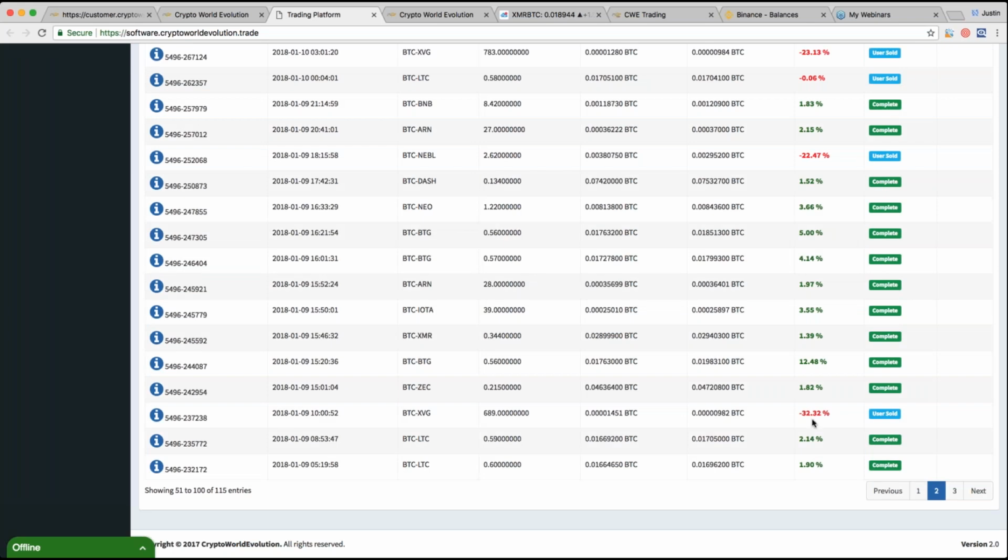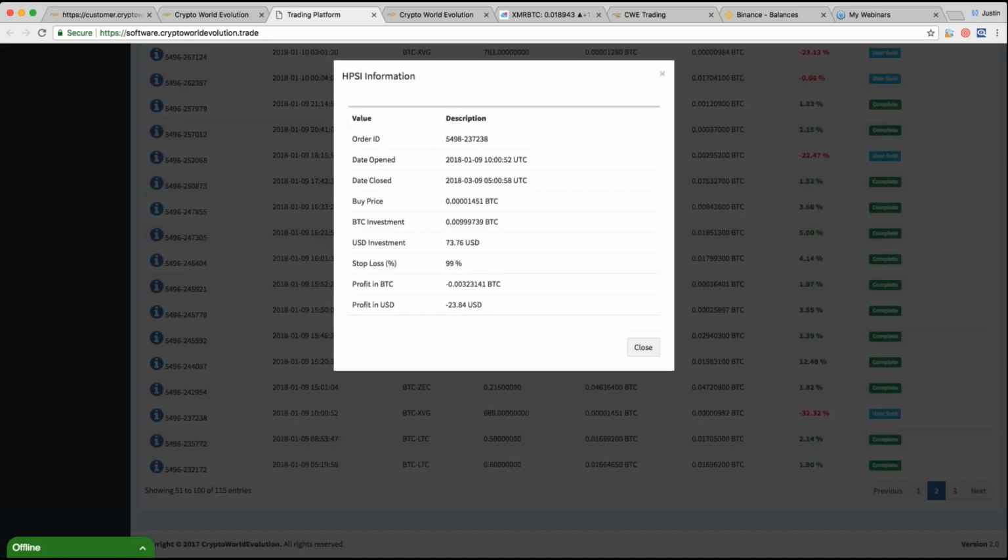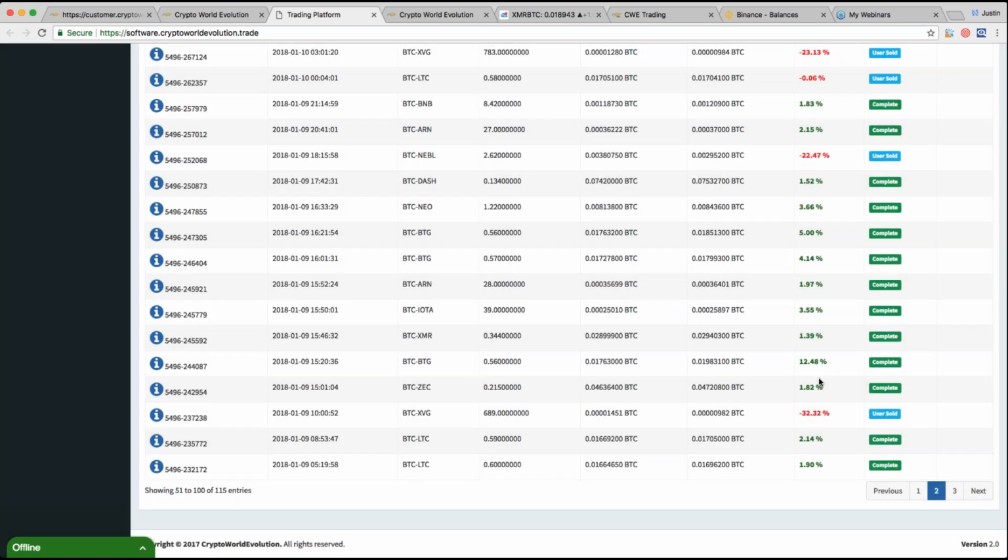Here's another one, XVG. I sold that coin out 32%. Here's another $23 loss, right? But then I come back with a 12.48% green, 355, 414, 5%, 366. But then I took another loss, because here's when the market started to tank. Okay, so I didn't have a stop loss back then. When I got started here, these bots didn't have a stop loss.